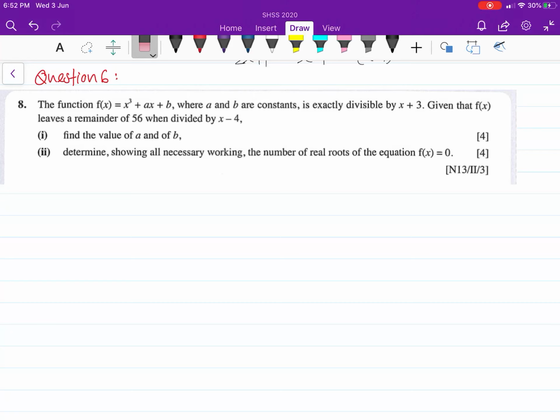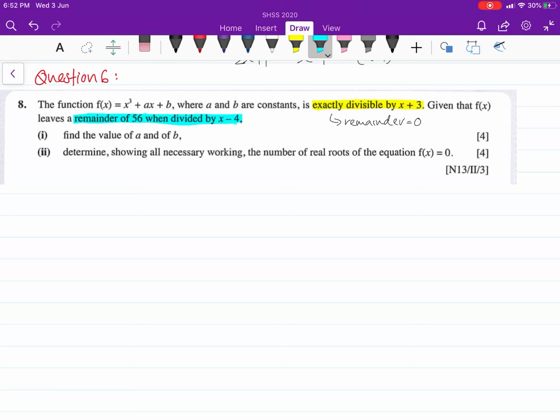Okay, Sec 3A Maths, we are going to do question number 6 of your May holiday assignment. This question says the function f(x) equals x cubed plus ax plus b, and this function is exactly divisible by x plus 3. When they say exactly divisible by x plus 3, it means the remainder is 0. Also given that f(x) leaves a remainder of 56 when divided by x minus 4.